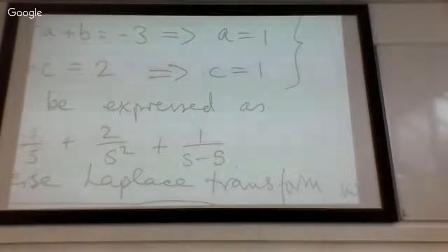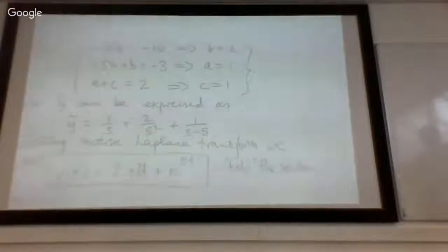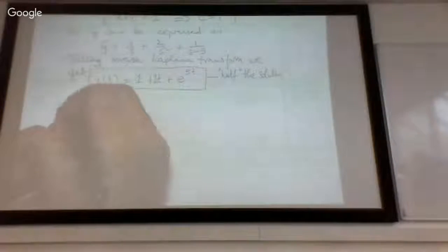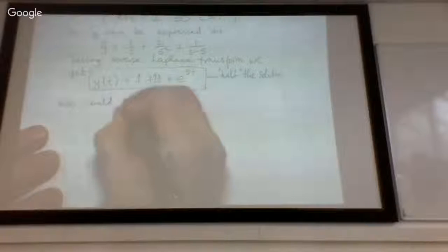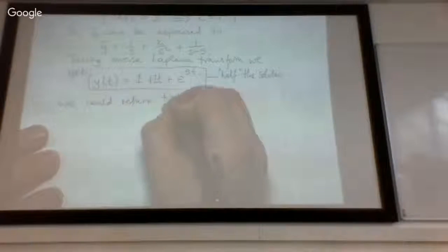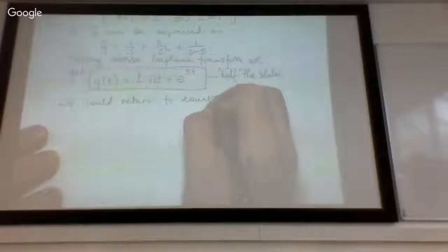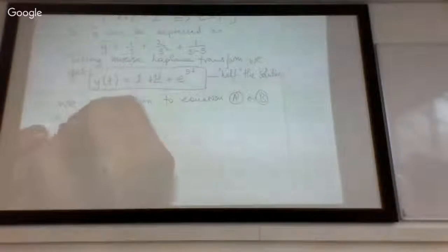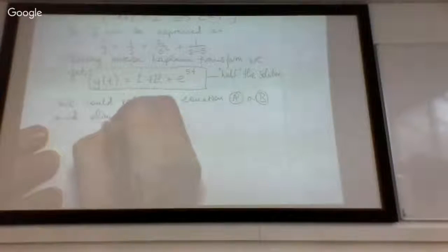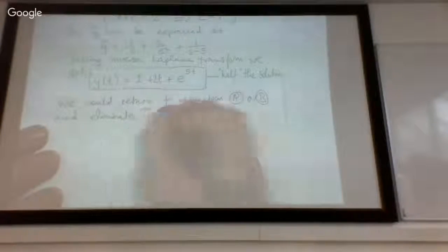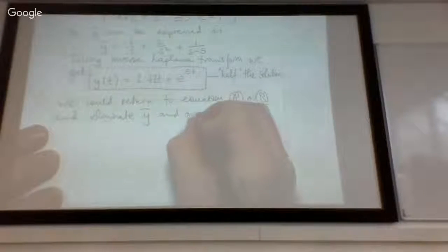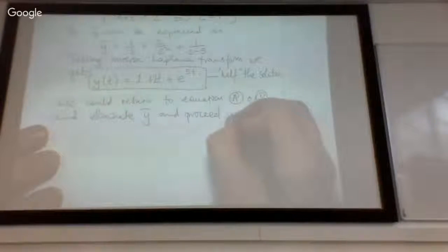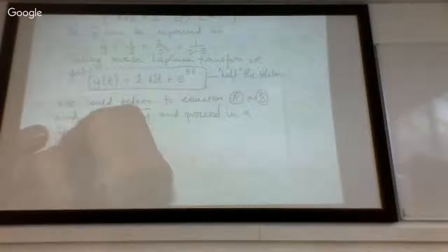Okay. So to summarize those points I've just made, let me write something to summarize that. So we could return to equation A or B and eliminate y bar now and proceed in a similar way to find x bar.